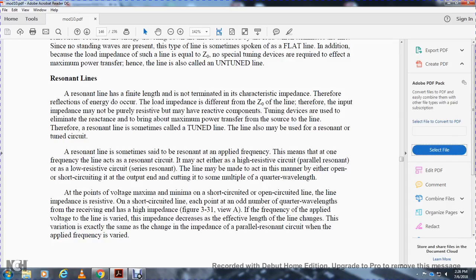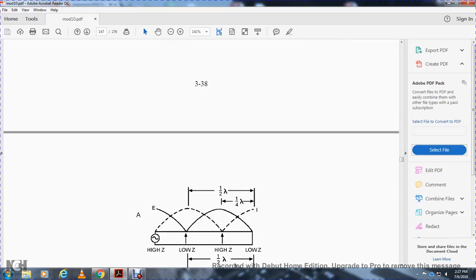At the points of voltage maxima and minima on the short-circuited or open-circuited line, the line impedance is resistive. A short-circuited line, at each point with an odd number of quarter wavelengths from the receiving end, has high impedance, figure 331 view A. If the frequency of the applied voltage is varied, the impedance increases with the effective length of the line. This variation is exactly the same as the change of impedance of a parallel resonant circuit when the applied frequency is varied.